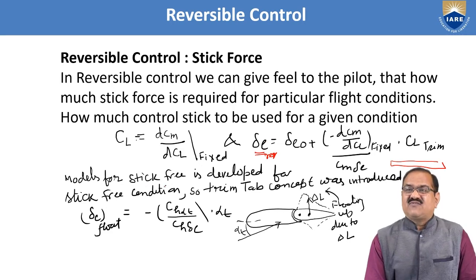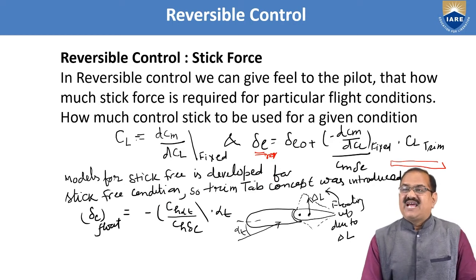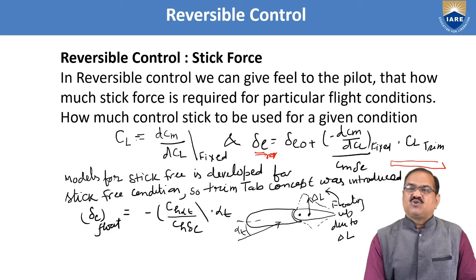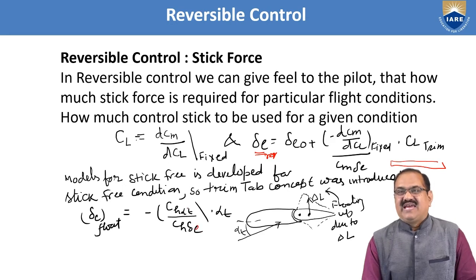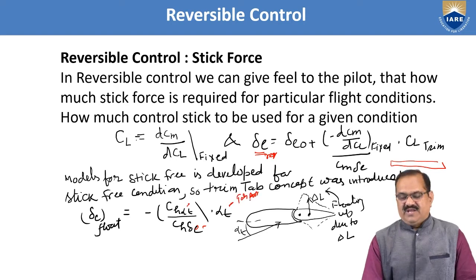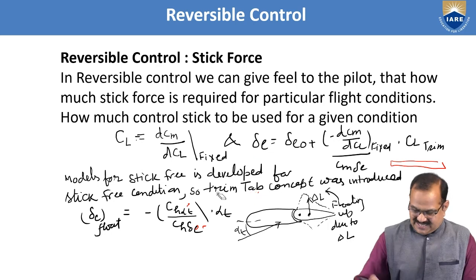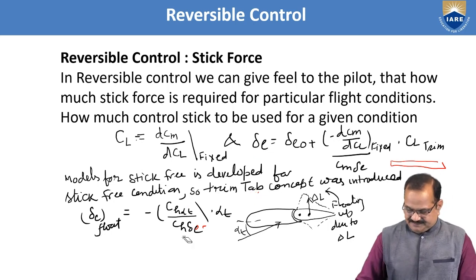Models for stick free were developed for the stick free condition, so the trim tab concept was introduced. In the previous class, we developed that delta E float is equal to minus CH alpha T divided by CH delta E. Here alpha T is the angle of attack of the trim tab. We have already discussed this in our previous classes.